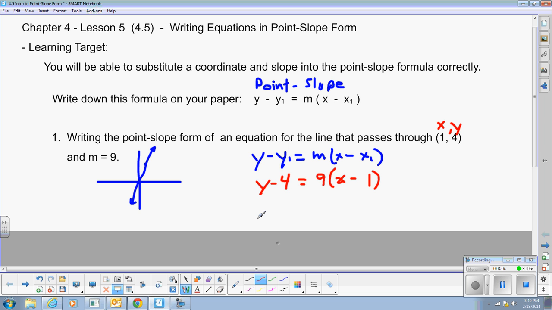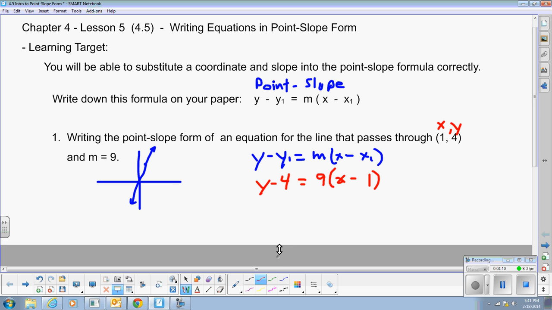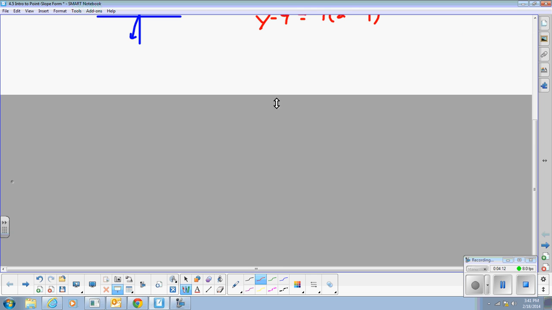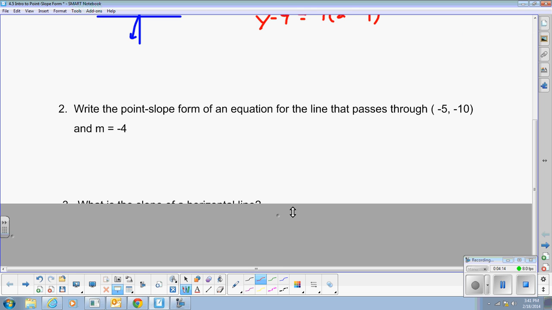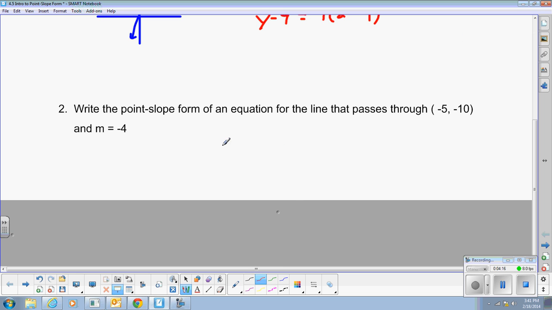Now, I'm going to show you another example, because notice in this first example, all the numbers here are positive. Let's take a look at what happens when numbers are negative. I want you to be able to write in both positive and negative numbers. As you'll see here, there's a little change in your final answer. So again, I'm going to write down the point slope formula, and that's y minus y1 equals m times x minus x1.